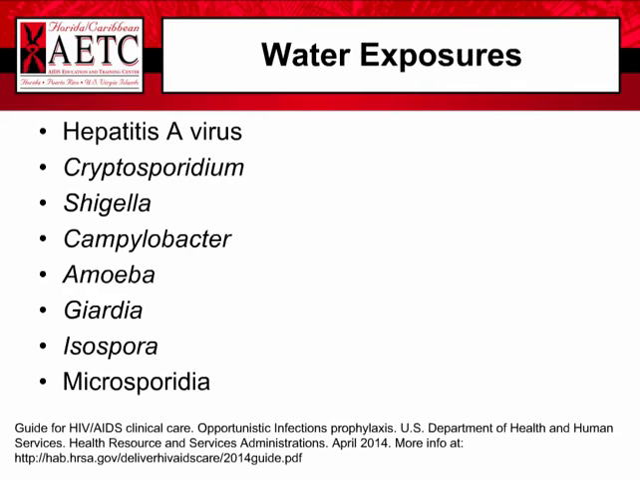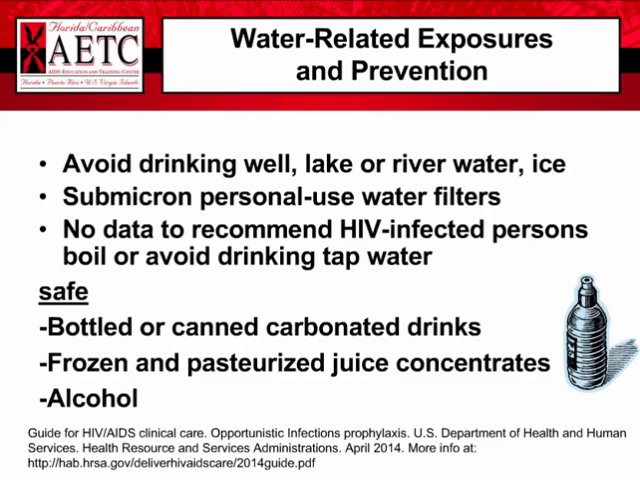Water exposures, so big ones, hepatitis A, which we spoke about before, Cryptosporidium, Shigella, Campylobacter, amoeba, Giardia, Isospora, and Microsporidia. So these are all organisms that we can associate with contaminated water. So patients should really avoid drinking well, lake or river water, and that's to say they should be careful as well during certain activities like swimming or water skiing so that they don't accidentally ingest this.